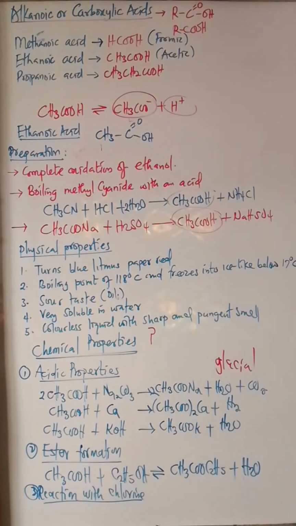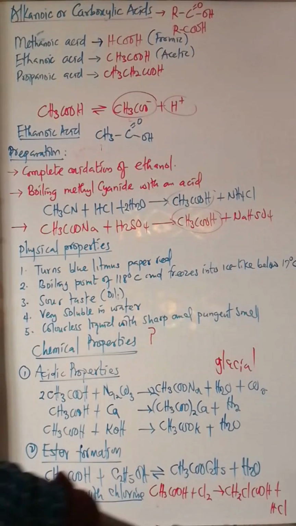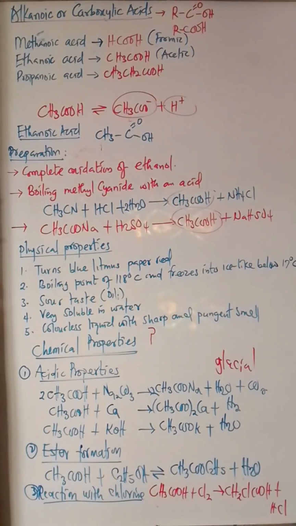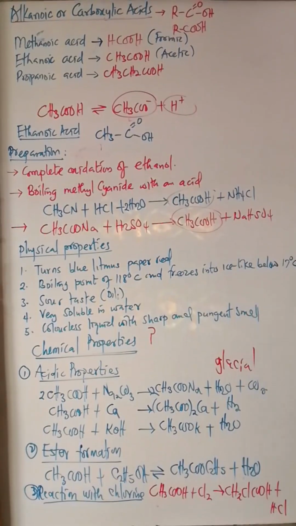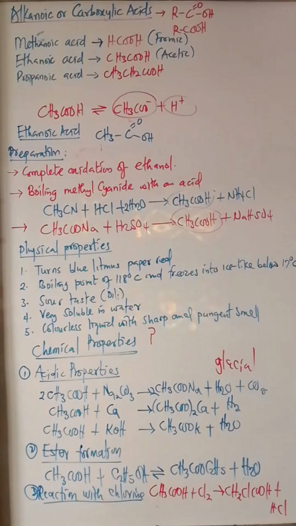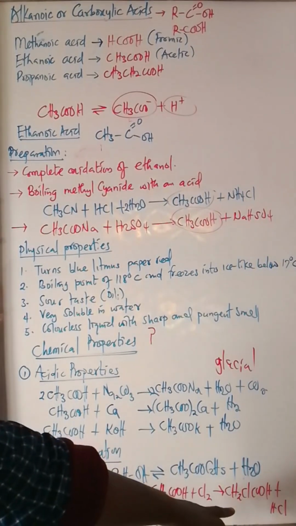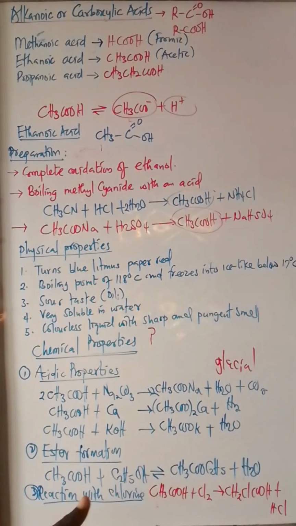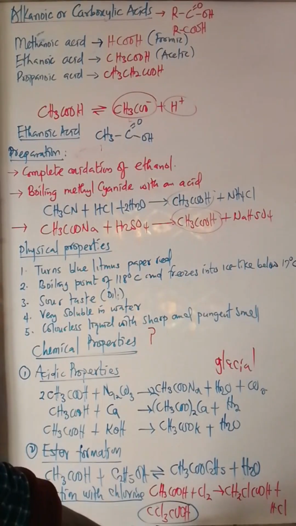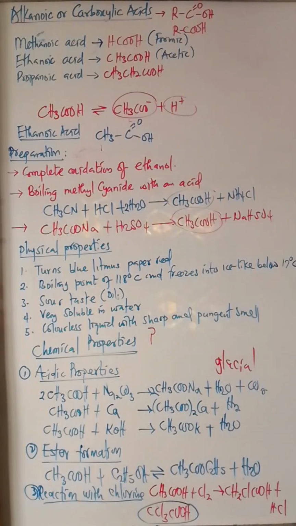Next is reaction with chlorine. This will give 2-chloroethanoic acid and HCl. But a catalyst is needed here, and that catalyst is sunlight or iodine. It is similar to the substitution reaction for alkanes. This has one chlorine, so you can call it monochloroethanoic acid. You can have dichloro, you can even have trichloro. If all the hydrogens here are replaced, we have CCl3, so the end product is trichloroethanoic acid.